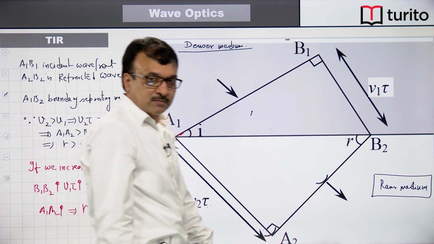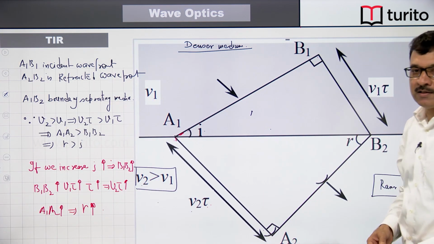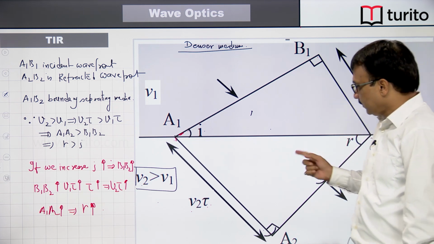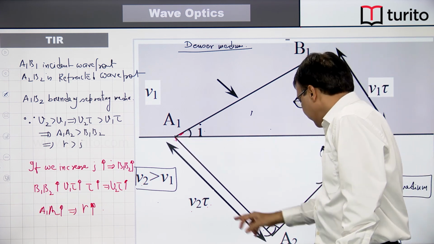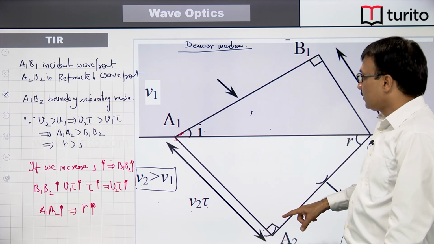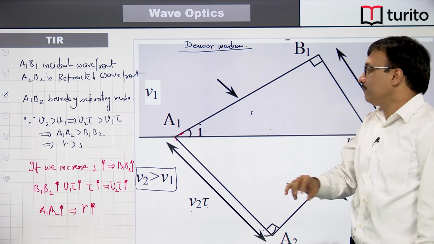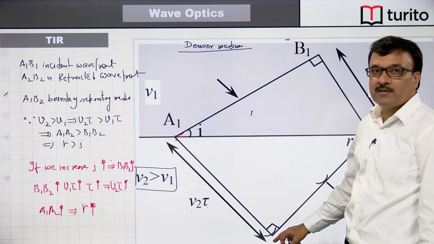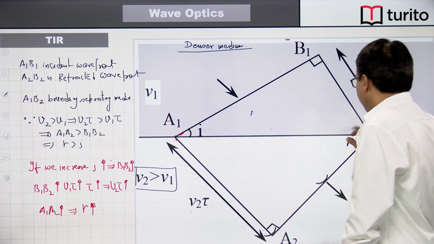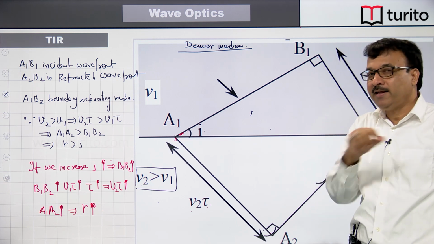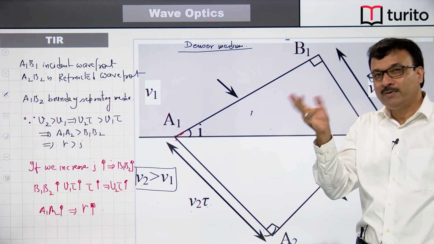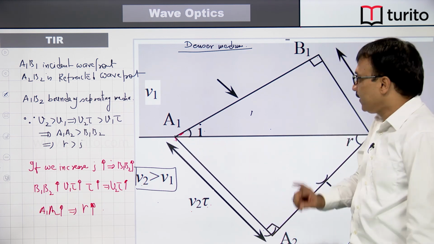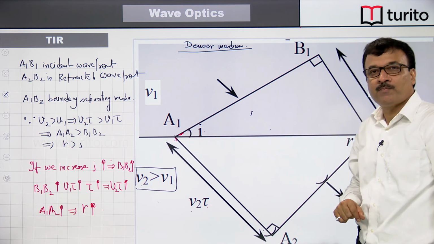So, R will increase. If we increase the angle of incidence, R increases. But if R increases, it increases the distance A1 A2. A1 A2 is a side of the right angle triangle A1 B2 A2, and the hypotenuse of this right angle triangle is A1 B2. Therefore, whatever the situation, this side A1 A2 should not be greater than the hypotenuse A1 B2.